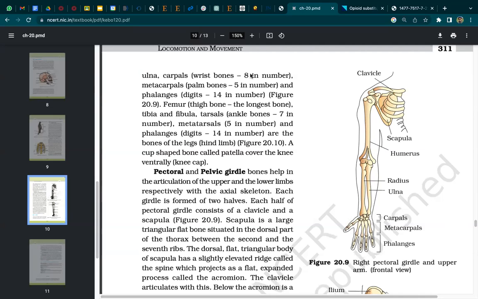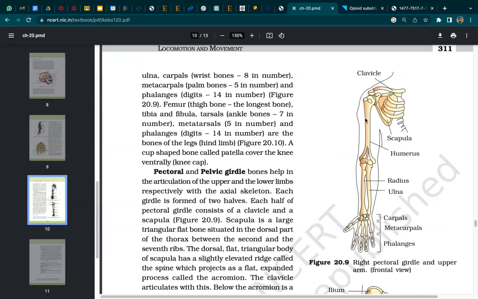So you have 8 wrist bones, 5 palm bones, and 14 finger bones. So for this together, you will see that there are 27 in number, right? Is it clear? So 27 bones are only present in your palm, where you wear the gloves, that's it. From this point to this point.